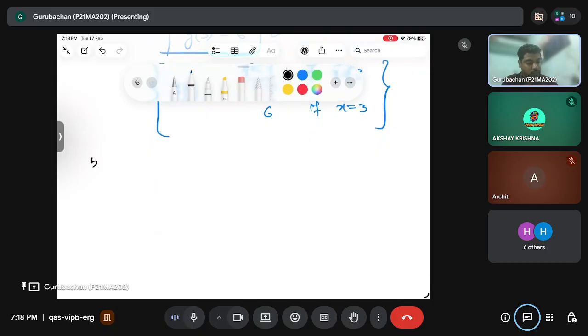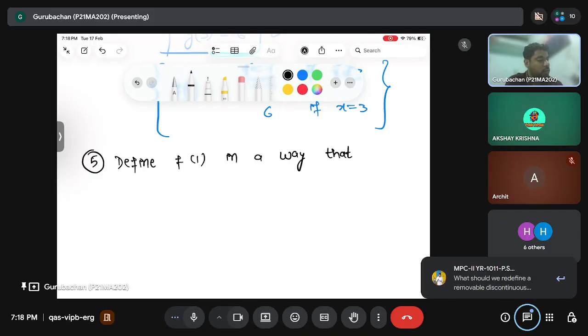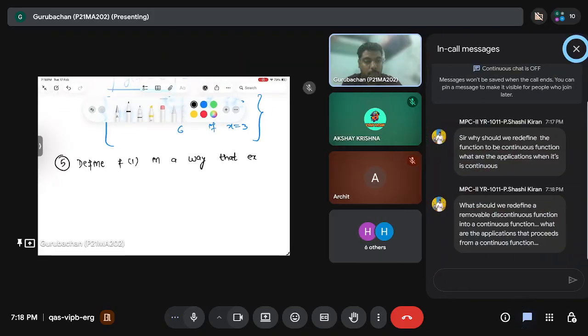So the next one is: define f(1) in a way that the function is continuous. Tell me, in case of removable discontinuity you can do this, but what if there is a different kind of discontinuity, for example jump, infinite? Can you do these things? Can you extend the functions? No, sir.